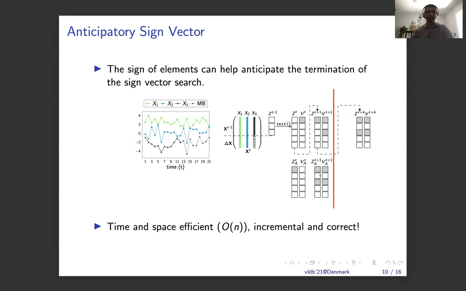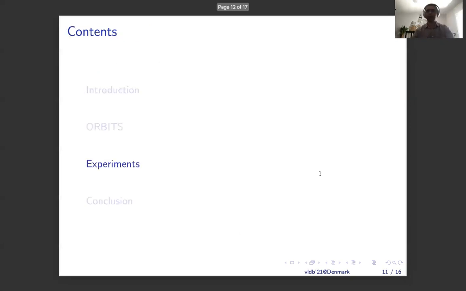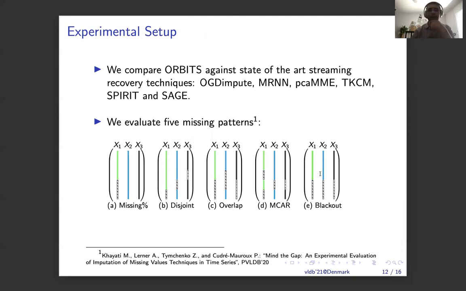So this technique is time and space efficient, it's linear with the length of time series, is incremental, and more importantly, it's correct. We evaluated our algorithm against the state-of-the-art recovery techniques, and we used different missing patterns. In the first scenario, we consider that only one time series is incomplete, and we vary the missing rate. In the other scenarios, we assume that multiple time series are incomplete.